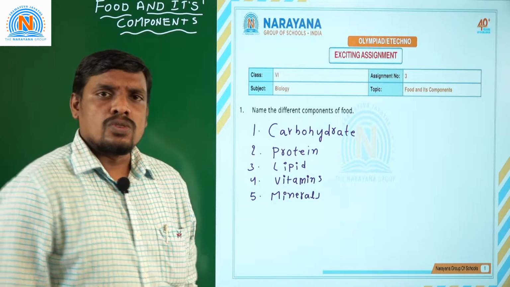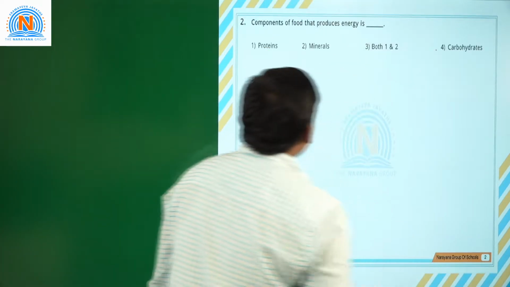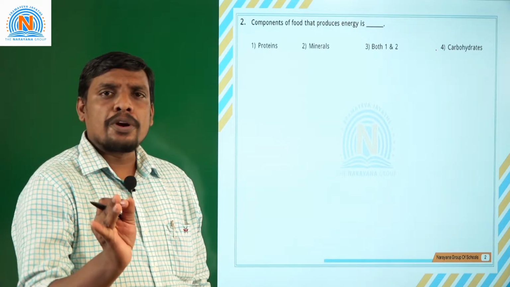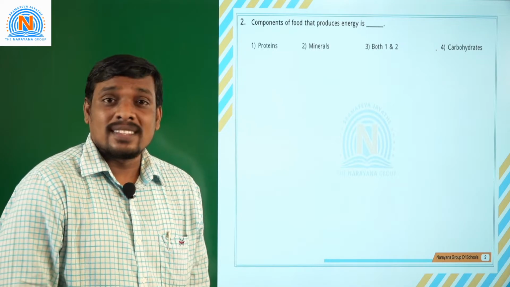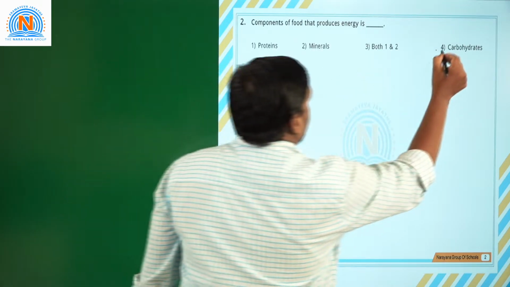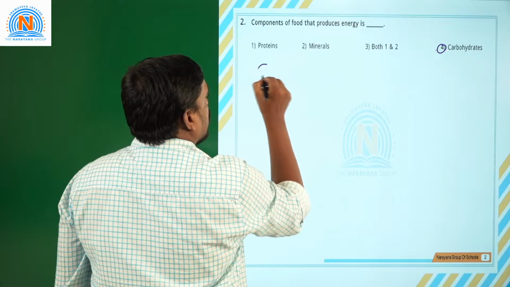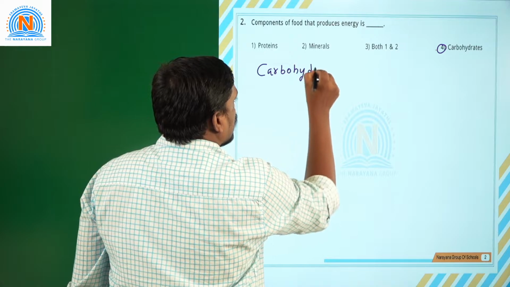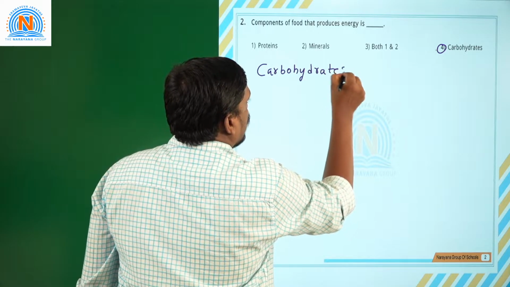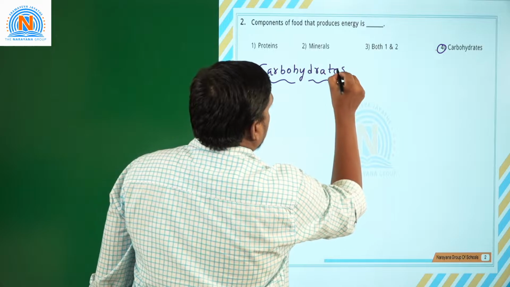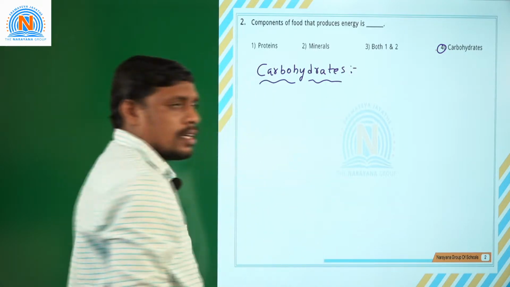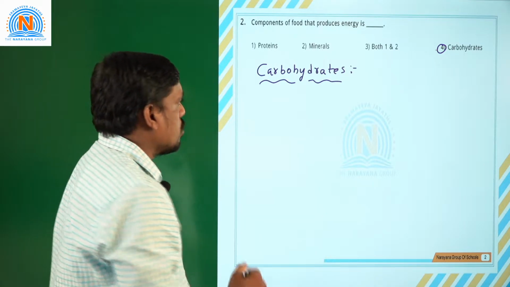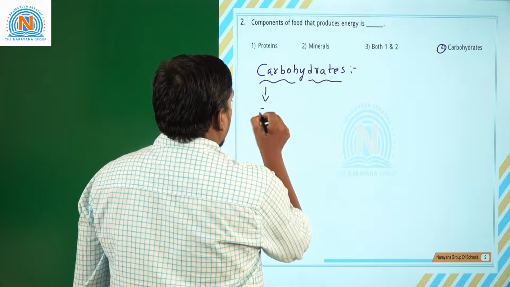Moving on to the next question, students. Second question: components of food that produce energy. Only one component of food gives us energy. What is that? Take the fourth option, carbohydrates. Carbohydrates are a rich source of energy, specifically designed to produce the energy in the cell. So carbohydrates generally produce energy.